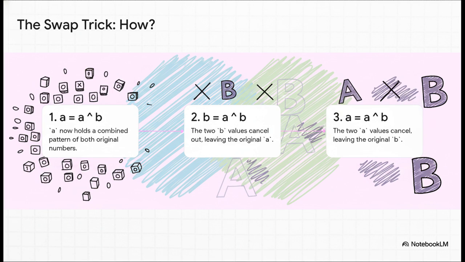And finally, in line 3, we take that combined pattern still in A and XOR it with our new B. But wait, our new B is the original A, so the two A's cancel out, leaving only the original B. And just like that, the swap is complete. No tricks, just pure logic.